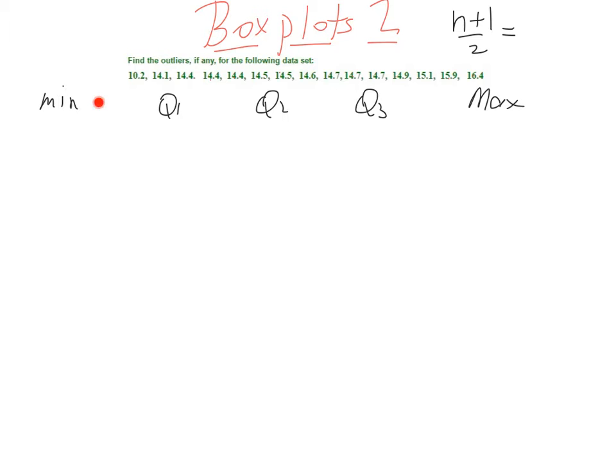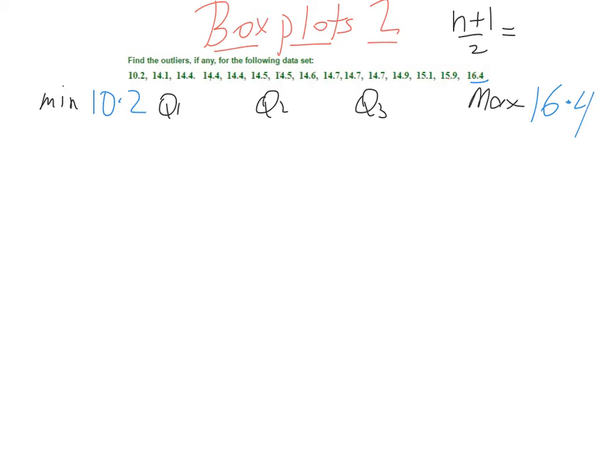To find our minimum, it is our smallest number. Here, they're already written in order. We can see as we go up, as we read them along. So the minimum number that we've got here is 10.2. We can say that our maximum is 16.4. So now we want to find out our median.